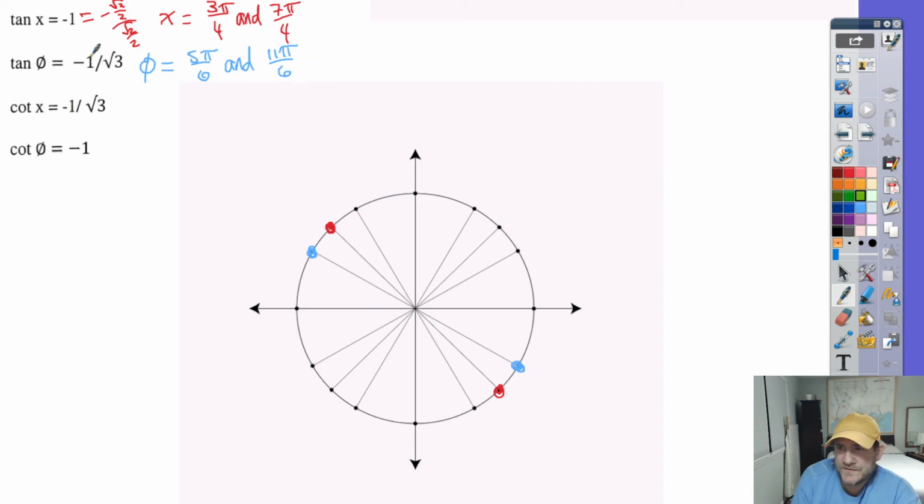Okay, cotangent of the same number. That means the coordinates have swapped. So you want x to be 1/2 now and negative 1/2. So that would be this position, or this position. So instead of the pi over 6's, it's pi over 3's. So it's 2 pi over 3. And 5 pi over 3.